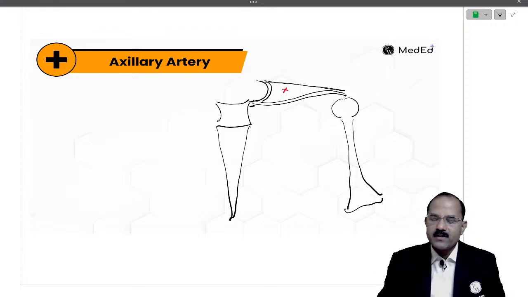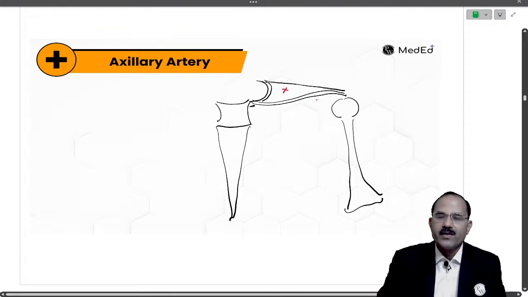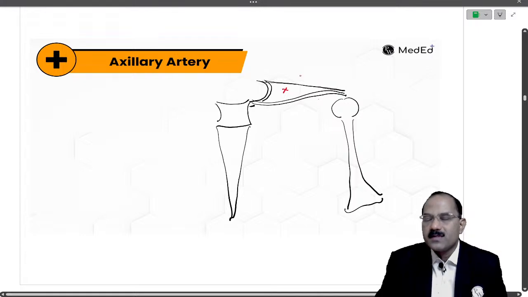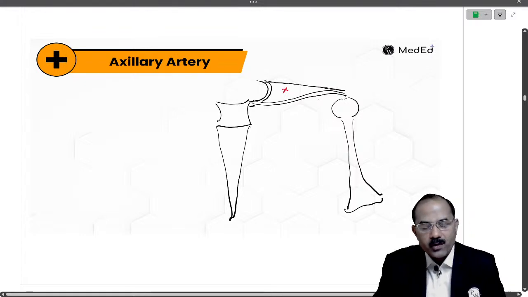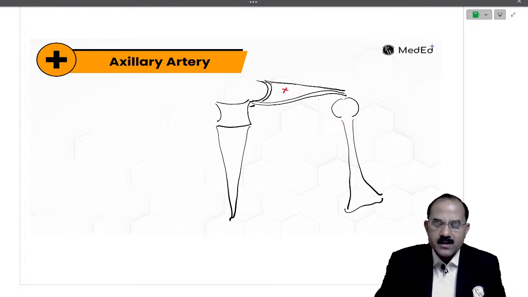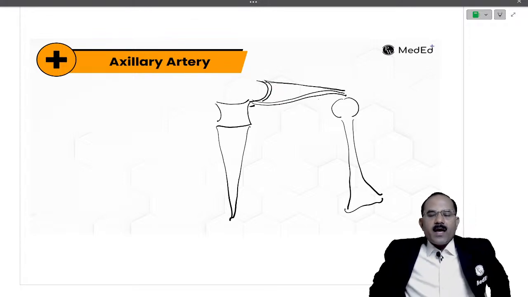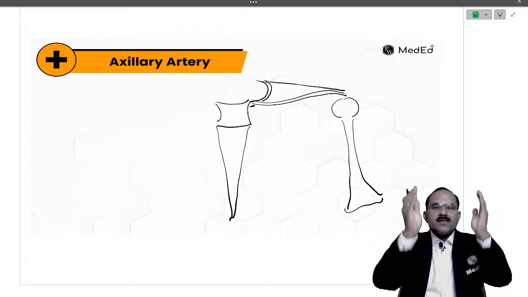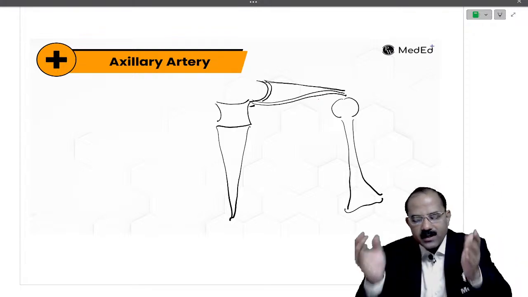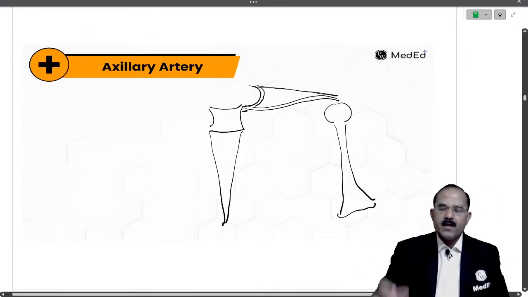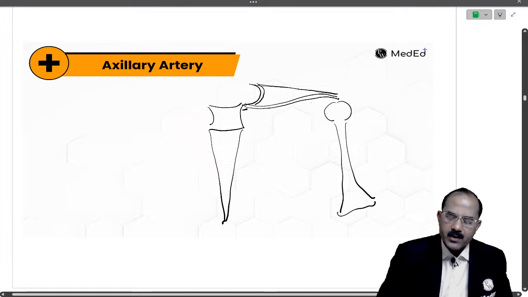Boundaries of cervicoaxillary canal. Anteriorly is the clavicle. Posteriorly is the scapula, the superior border of scapula. Medially is the outer border of the first rib. Correct? Outer border of the first rib. So this is what we call the apex of the axilla or the cervicoaxillary canal. Now, what are the structures which are entering into this?